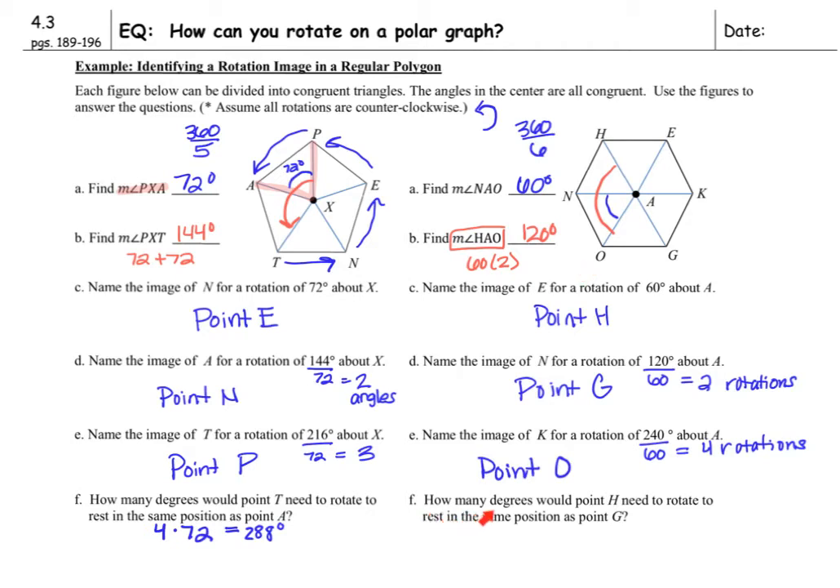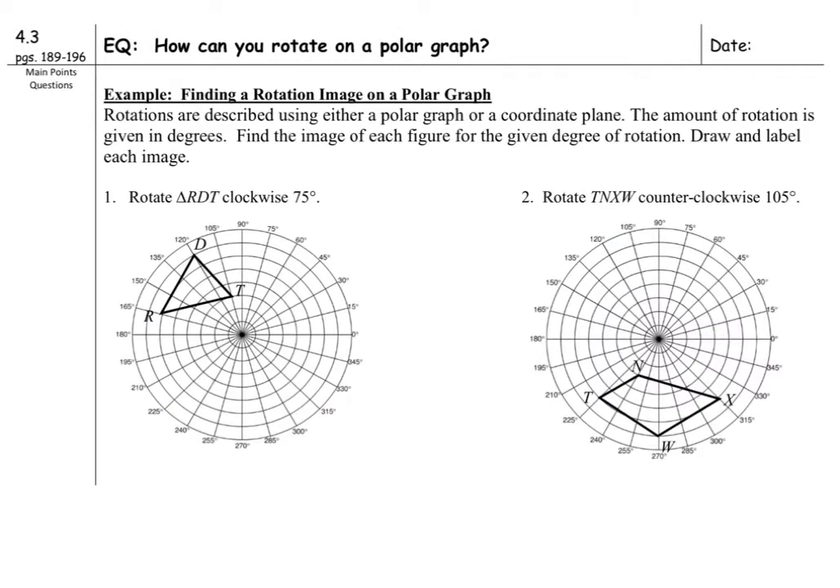Last, we're going to figure out how many degrees point H would need to rotate to rest in the same position as G. So if I start at point H and I'm going counterclockwise, I want to get to point G. So that would be 1, 2, 3 rotations. How many degrees is that? All you have to do is multiply 3 times 60 because each triangle is 60 degrees, and that would give you 180 degrees. Now let's look at finding rotations on a polar graph.